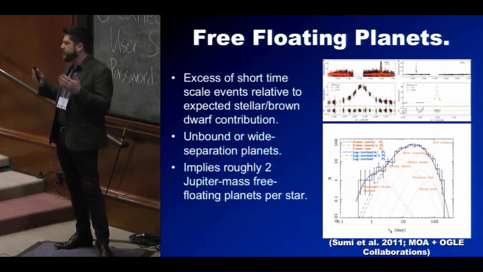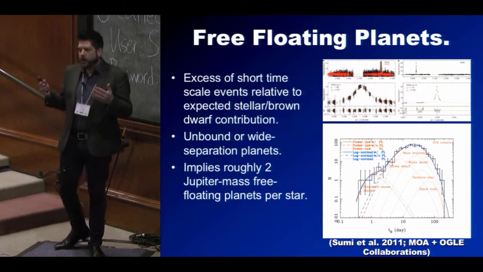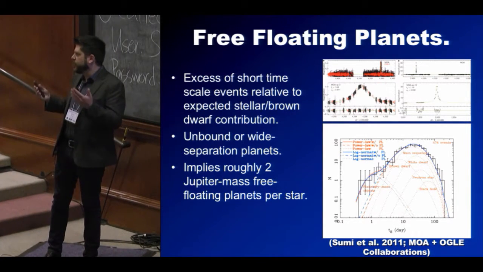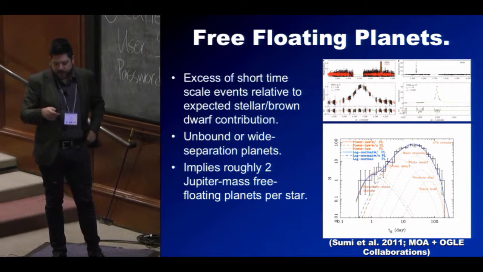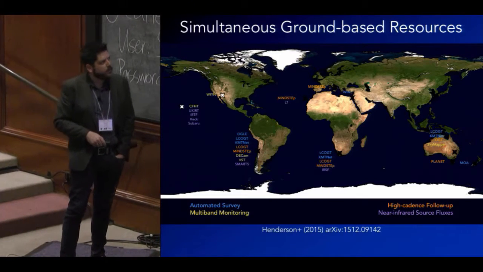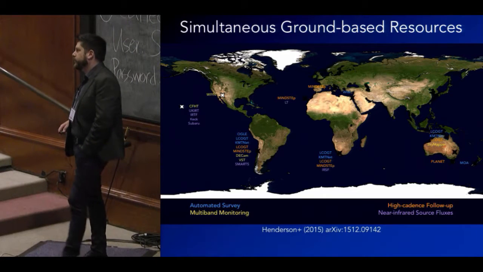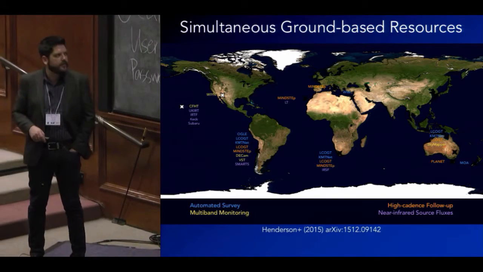In fact, you may not even see the planetary signal at all, or the short time scale event at all. But if it's due to a star, the difference will be very small. And so you can distinguish between those. And so that's one of the main goals. So in order to do this, you need not only Kepler, but you also need a host of ground-based observatories.